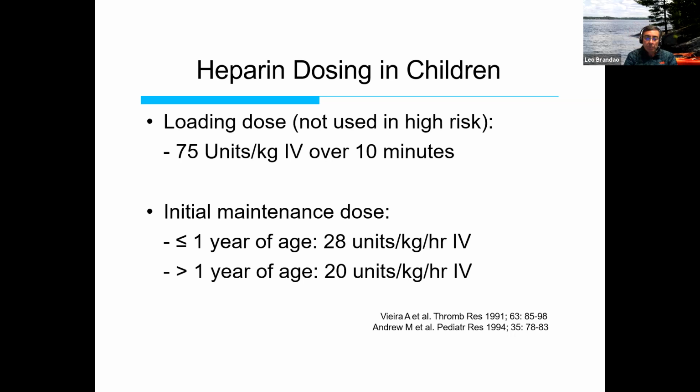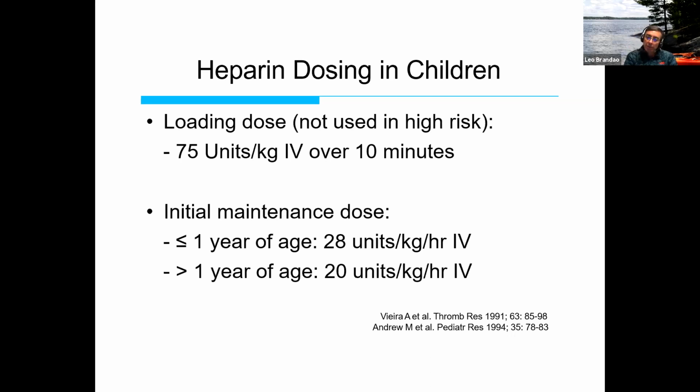And let me remind you, just because this is a cardiac audience, that the loading dose utilized for children undergoing cardiopulmonary bypass surgery is a lot higher. It goes up to 400 units per kilo. So whereas we use, in general, 75 in a non-operating room setting, in an open heart surgery setting a lot more heparin is utilized, which has clinical implications.